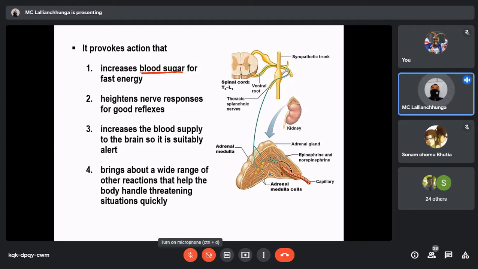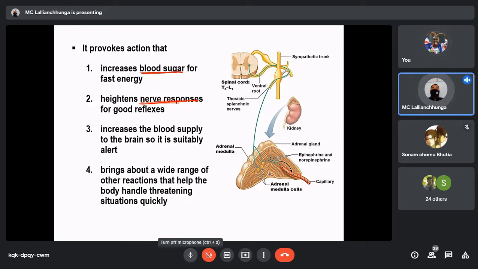We all know that sugar is a form of energy, and when broken down, it can be utilized for fast energy. Blood sugar concentration will increase. The second point is that it will also heighten nerve responses for good reflexes. When you feel something is wrong or you are fearing something, will you be sluggish, or will your mental alertness increase or decrease? Just tell me, when you are having sudden fear, your mental alertness will increase or decrease? Yes, it will increase.